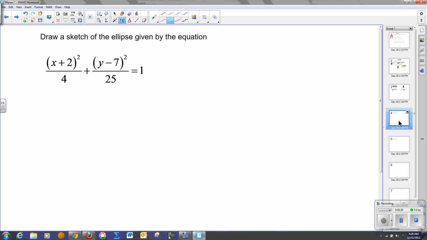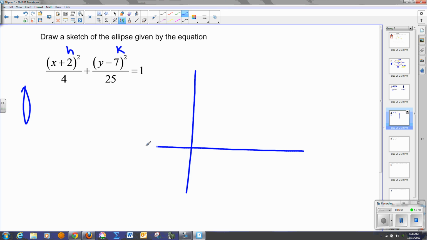All right, so the first task for the day is to draw a sketch of this ellipse. Now, I know this is my h value, this is my k value, and since my bigger number is under the y, I should have a vertical major axis. So let's just draw a sketch of this. Here's (-2, 7). I'll put a dot right there and call that my center.